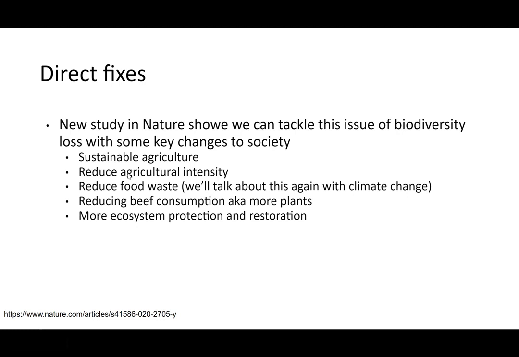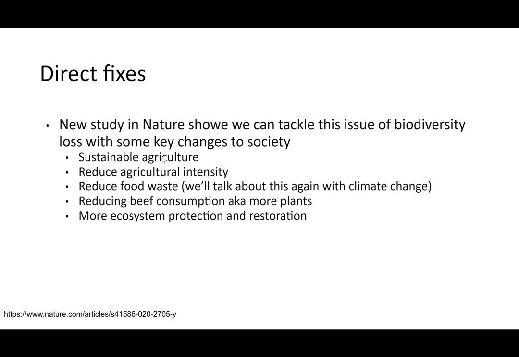So the big one is just actually food, sustainable agriculture. We'll talk about what agriculture looks like later in the semester, but don't farm and grow food the way we do now, and reduce the intensity of agriculture, allow places to recover, plant cover crops, things like that. That's sort of the big one, changing the way we grow food, because the way we grow food is really destructive. The other one is reducing food waste.